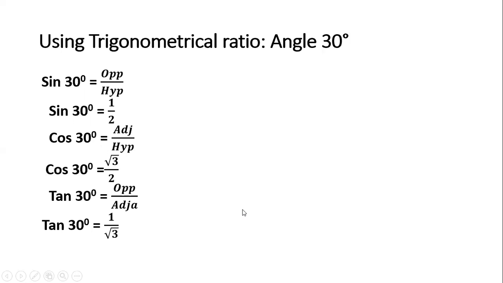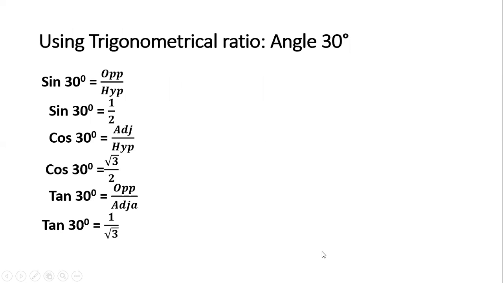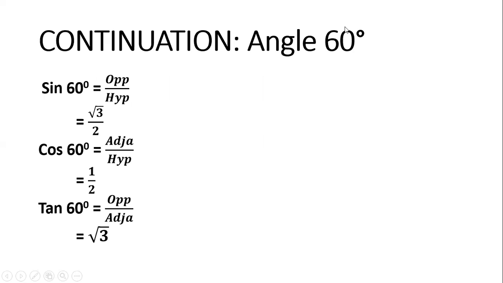But let's go back to the triangle now, because since this is our angle 60 degree, this will now be the adjacent. This is the opposite, the one facing angle 60 degree, and this will be the hypotenuse. So moving forward to get sine 60 degree, which is opposite over hypotenuse, the opposite is root 3, and the hypotenuse is 2. For cos 60, adjacent over hypotenuse, the adjacent now is 1, and the hypotenuse is 2.